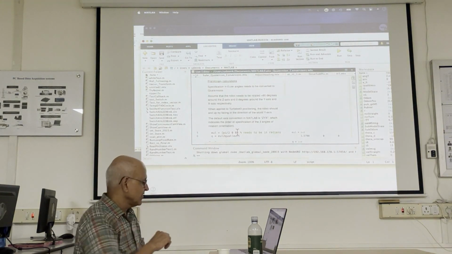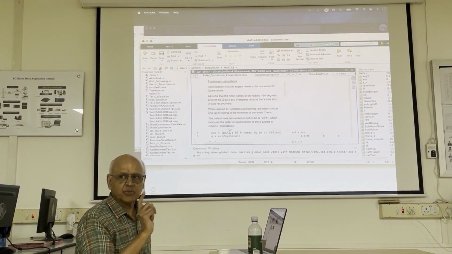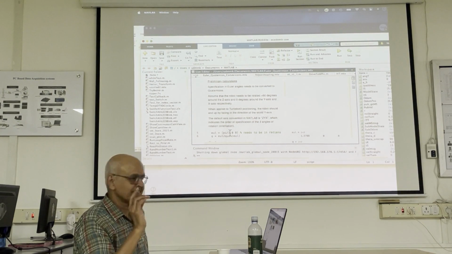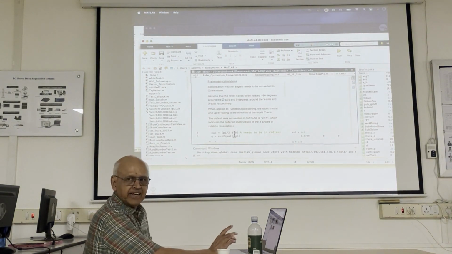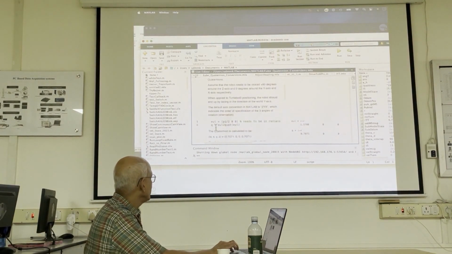Got it? So you have to put the pi over 2 in the first position. It has to be in radians, not 90 degrees, but radians. So pi over 2, 0, 0. And then I do a very simple MATLAB function, Euler to quat, EUL to quat, and whatever number of degrees you want to convert.